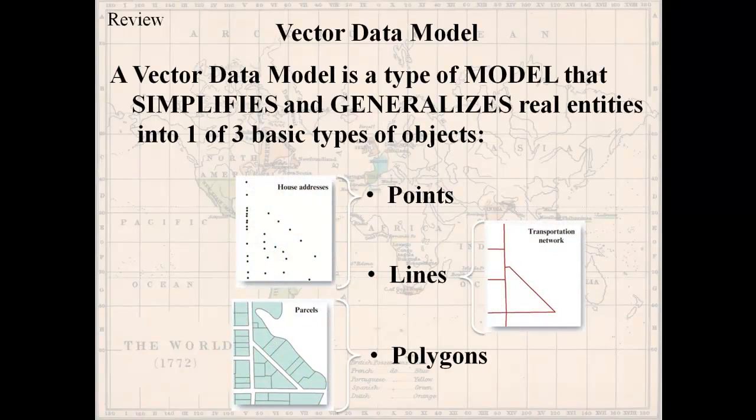So now we're going to talk about the vector data model. I've already talked a little bit about this, so I'll quickly review the basic concepts. The vector data model is good for discrete entities, so when you represent reality as a collection of discrete entities, you should use the vector data model. And there are three different flavors of entities. There are points, lines, and polygons.